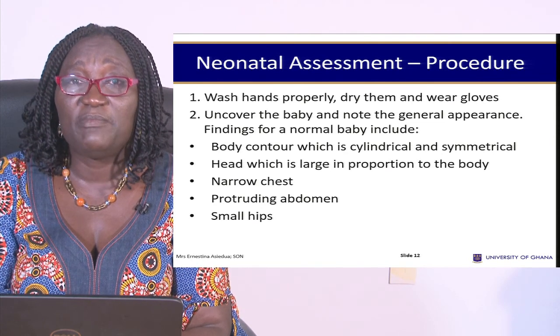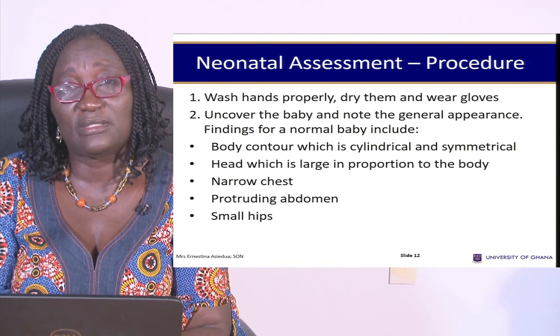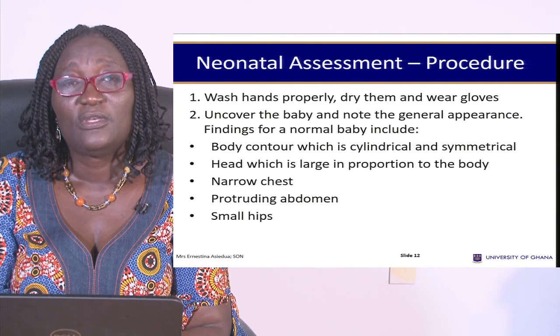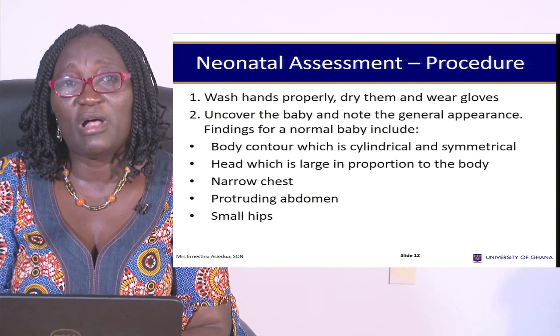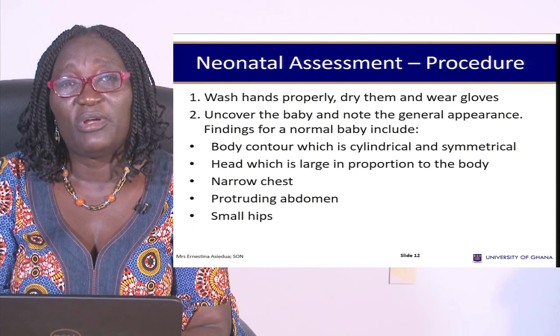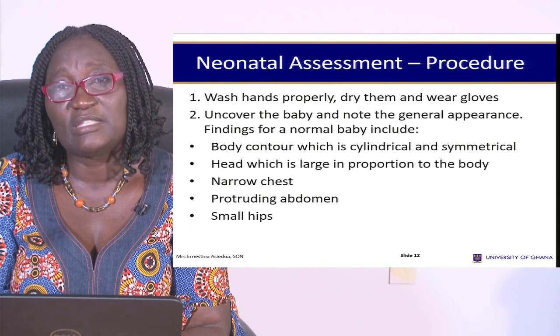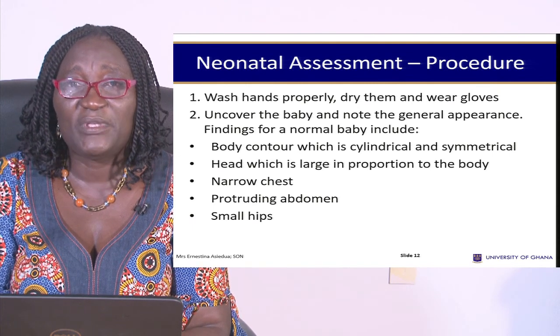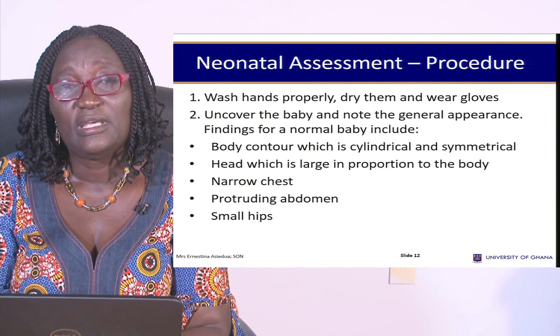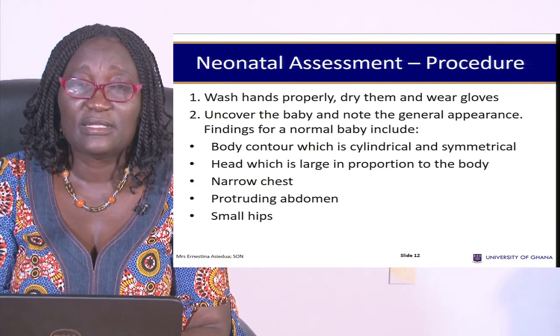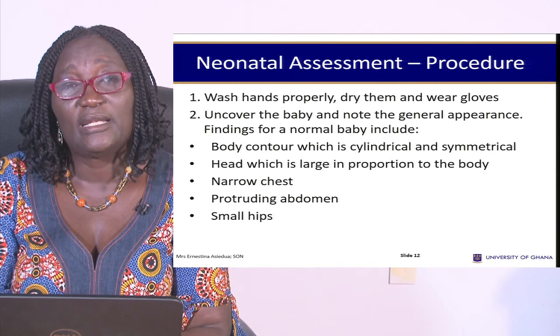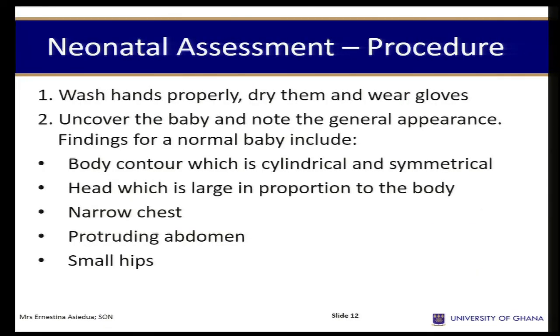You uncover the baby and note the general appearance of the baby. Your findings for a normal baby may include the body contour, which is cylindrical and symmetrical, and the head, which is large in proportion to the body. This baby has a narrow chest, protruding abdomen, and small hips. And these are all normal for all newborns. So this is the general look of the newborn.